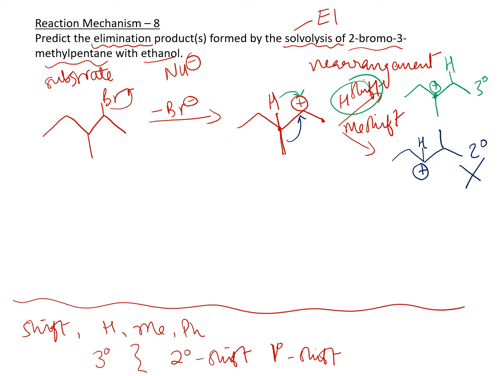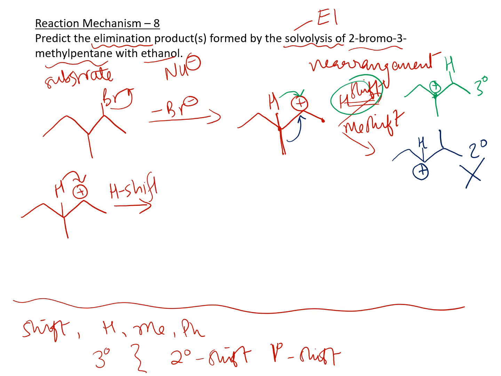Sometimes you have to write the shift out in order to see these things. If you're comfortable, then you don't have to do it. So I'm going to go ahead and take this shift over here. Let me just write this again, so it's nice and clean. And so here is the methyl, here is the hydrogen, here is the carbocation, and I'm going to shift the hydrogen. So it's an H shift.